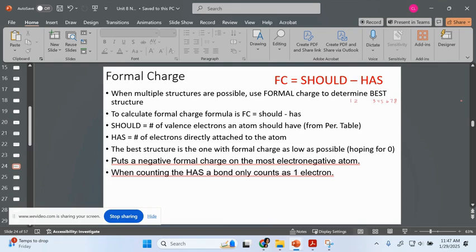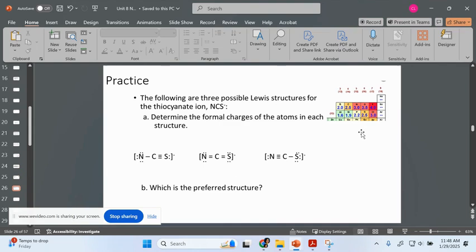And this is the only time that we do this. When counting the has, a bond only counts as 1 electron. But that's the only time. It's only when you're doing this calculation. Well, watch how it goes, though. It's going to be easy. Just chill out. Flip to this one. Bear with me. This is not bad. Watch what I'm going to do here. Okay? You're going to be okay.